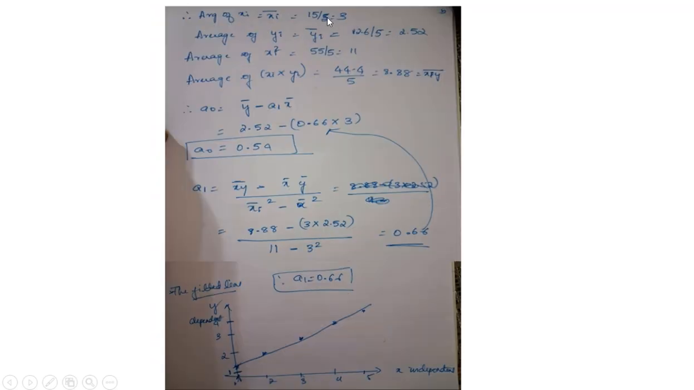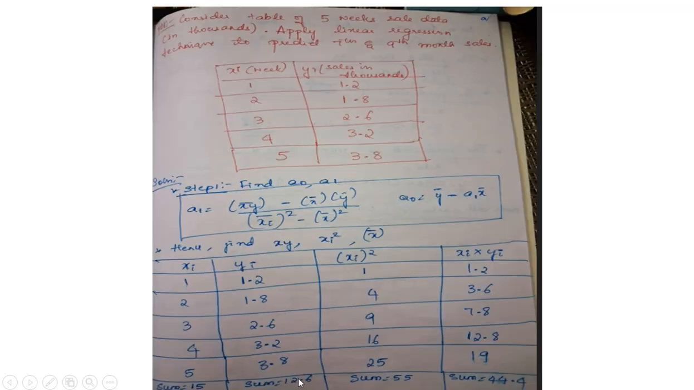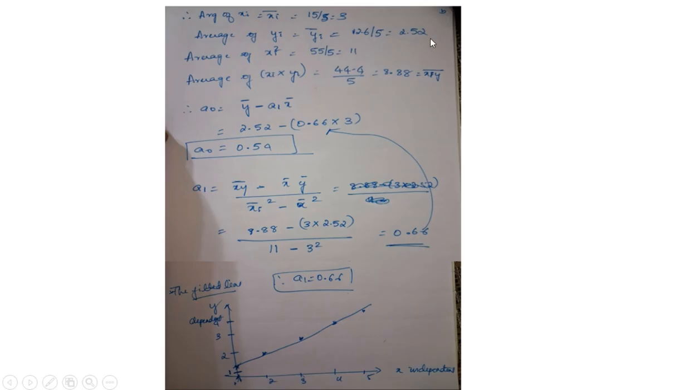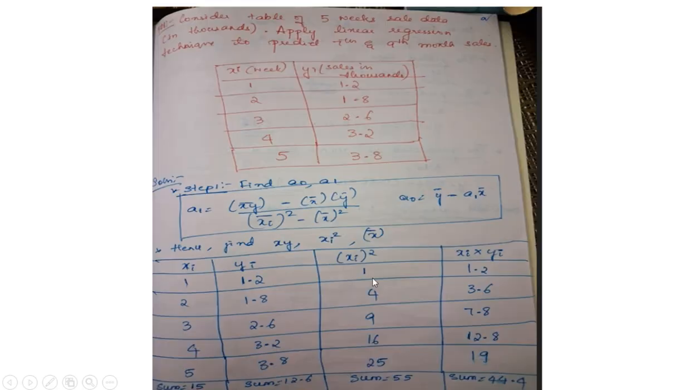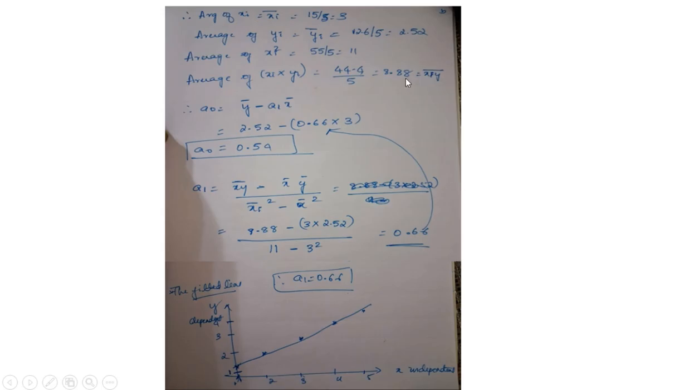The sum we already calculated, divided by 5, is 3. Average of y: again we have taken the sum as 12.6, so 12.6 divided by 5 is 2.52. Take the average of xi square. Xi square sum is 55, divided by 5 you get 11. You found xi yi, the sum is 44.4, divided by 5, I get 8.88.